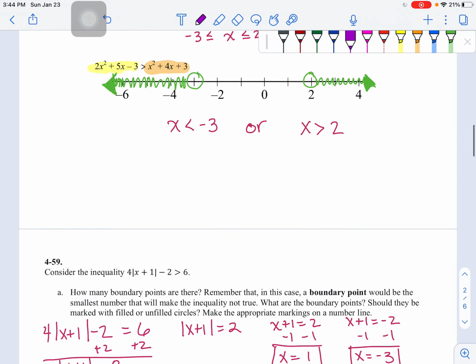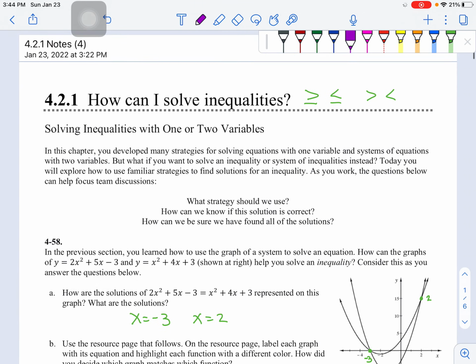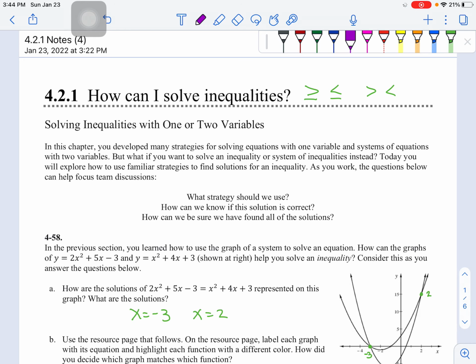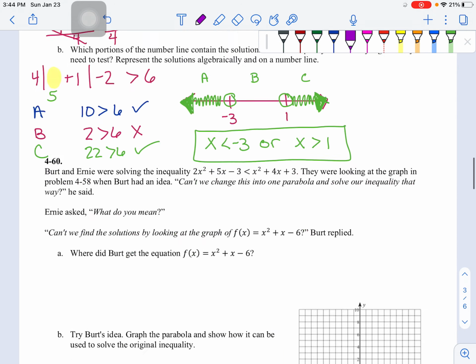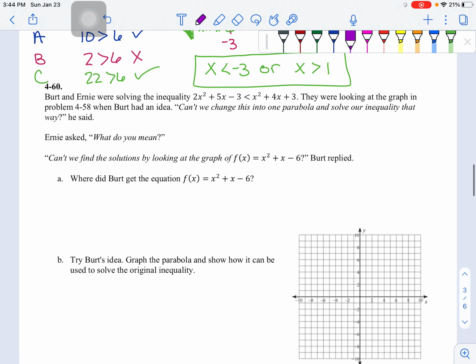So we're back with 4.2.1, right? How can I solve inequalities? And we're on day 2, which is focusing on 2 more problems, 4-60 and 4-61. And we're sticking with those 2 equations that we had, those 2 quadratics, the yellow and the orange, if you recall from 4-58. So the yellow and the orange, okay?